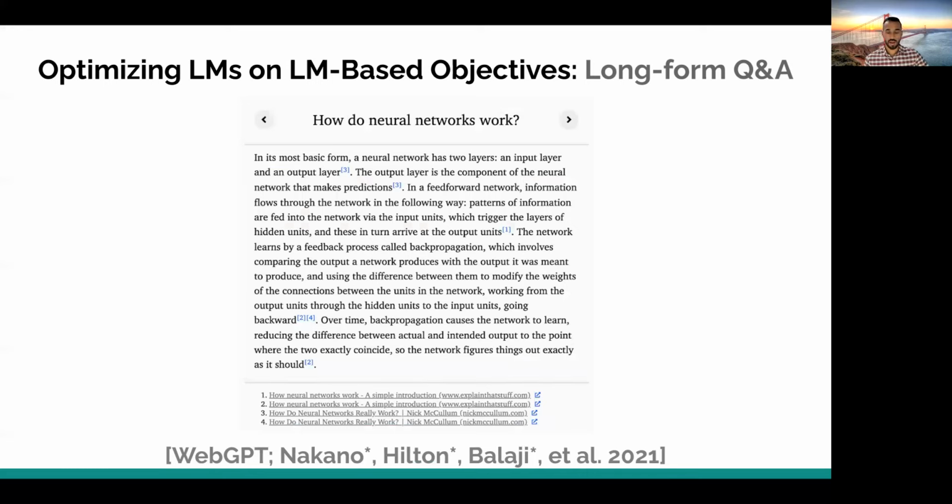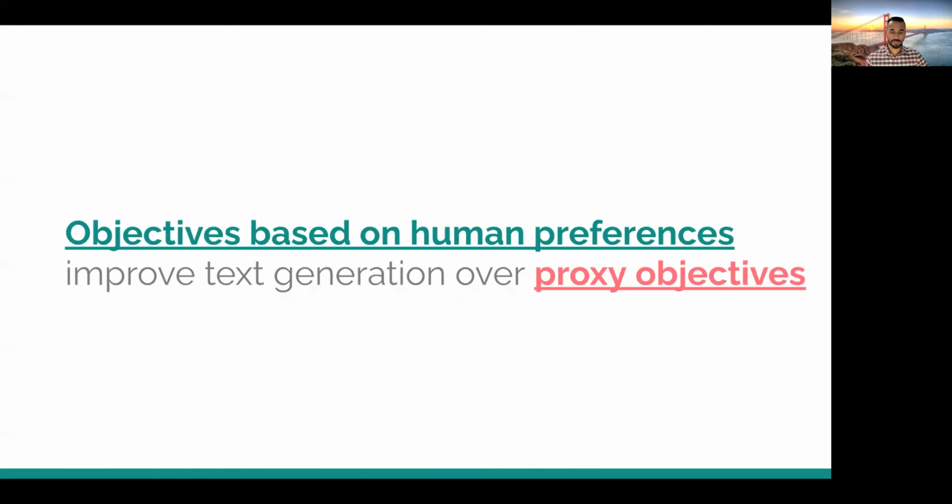By doing this, they quite significantly improve the quality of the answers that were generated in the end. As you can see, these answers are quite interesting, well-formed, generally accurate, not perfect, but way beyond the quality of what we were able to get with previous systems. So overall, this idea of using objectives based on human preferences does seem to improve text generation as well.